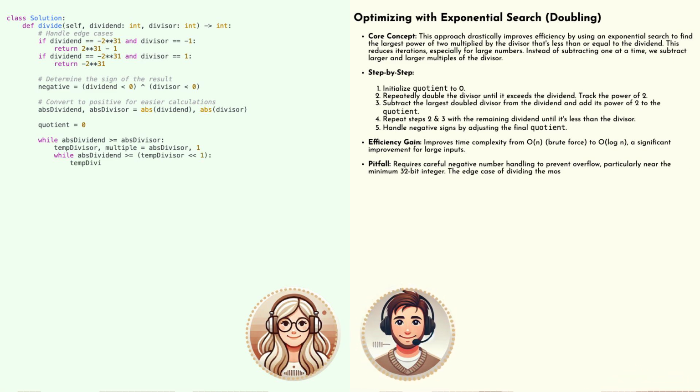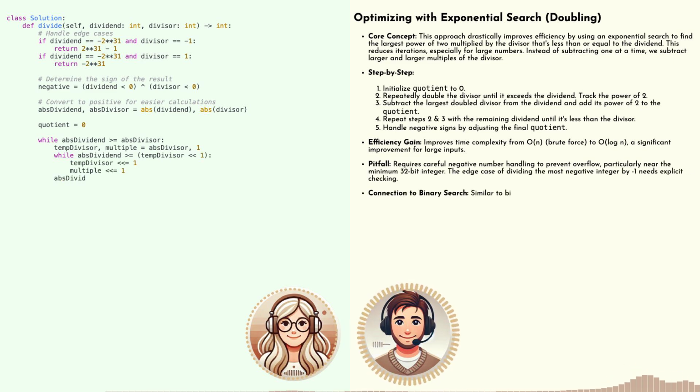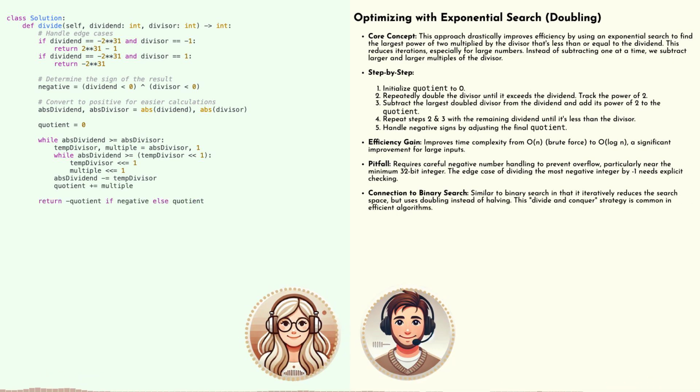Scale up, could we maybe use doubling? We could double the divisor until it's bigger than the dividend, then step back to the previous value. You're on the right track. That's the idea behind an exponential search. We use the power of 2 to quickly find the biggest chunk we can subtract.